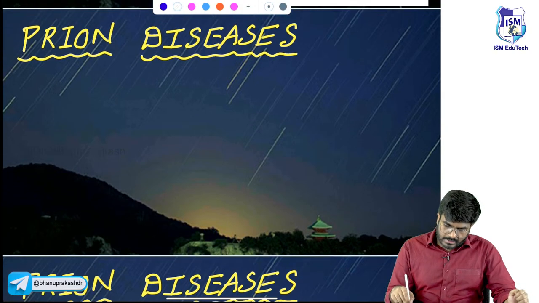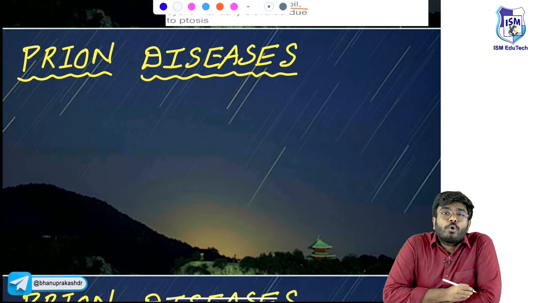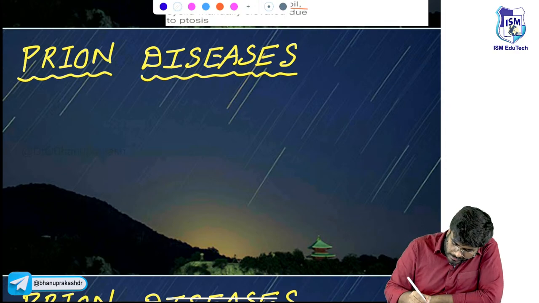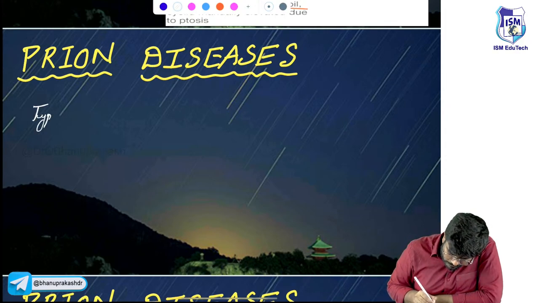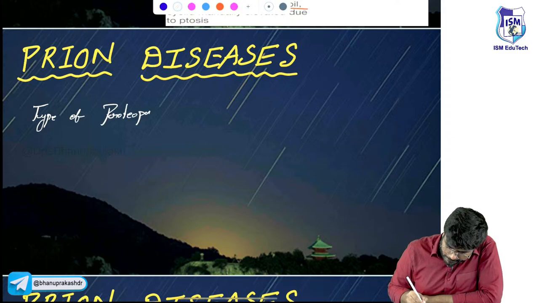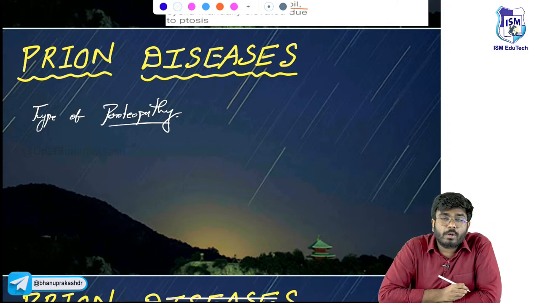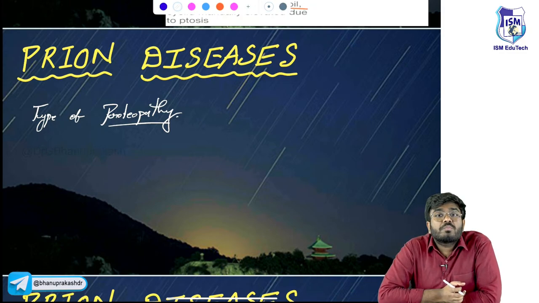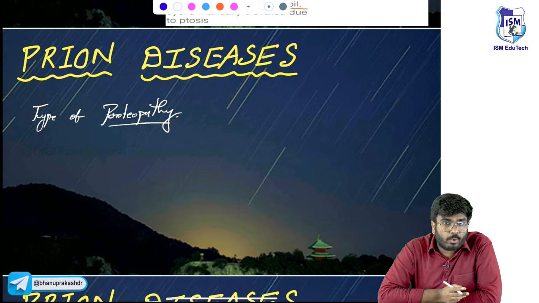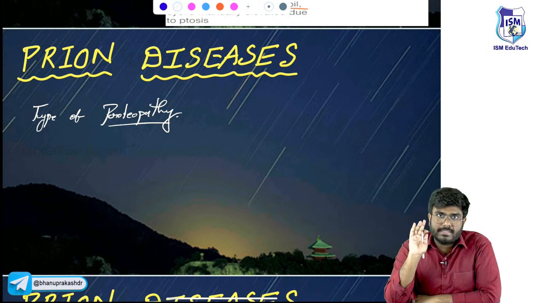Prion diseases. See, these are proteopathies, guys. Remember, they are a type of proteopathies, meaning a protein-related problem. Here in this condition, there is a structurally misfolded protein. Now, this protein will act as an infectious particle. When you get into contact with such a protein, you will get the disease.